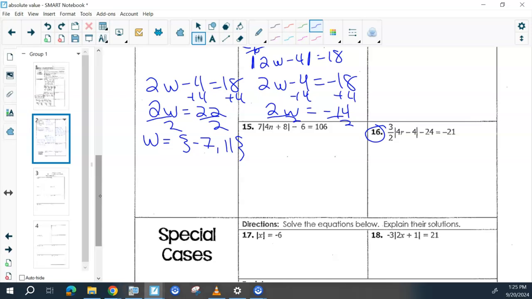Yes. How would you get -7? Negative 14 divided by 2. Oh my bad, I was looking at the other side. It's okay. Alright, so add 24 on both sides. What's our next step?